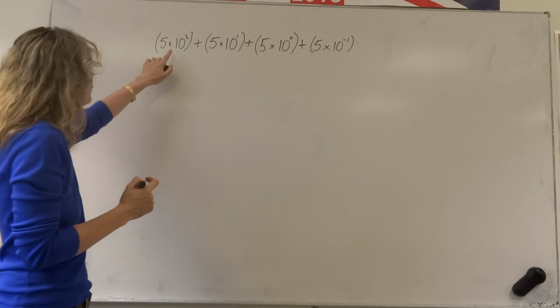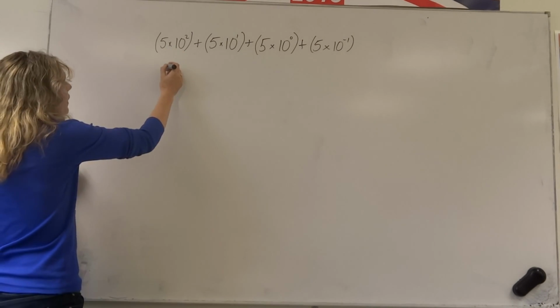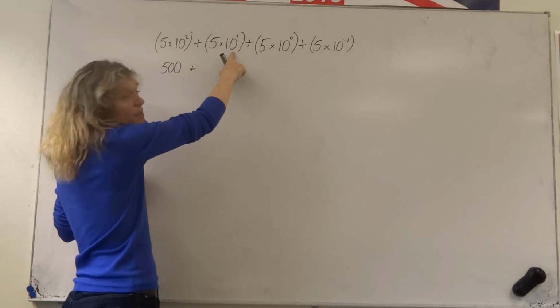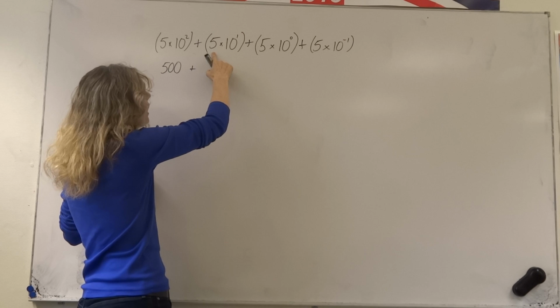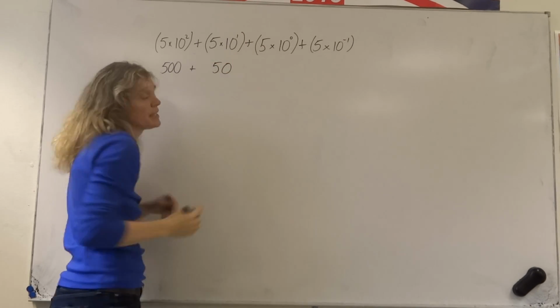Okay? You have to convert 5 times 10 to the 2 into its real number. That number is 500. 5 times 10 to the 1 means 5 times 10, which is 50. 5 times 10 to the 0.